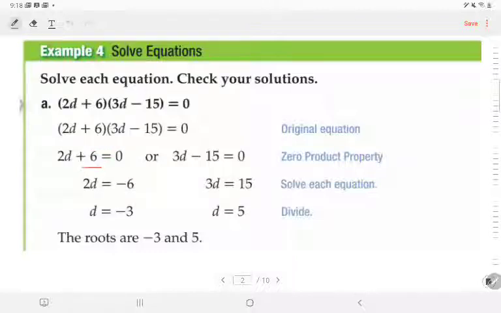So here we would subtract 6 from both sides. That gives me 2d equals negative 6. I would divide both sides by 2, and d equals negative 3. And then on the other side, I have 3d minus 15 equals 0. So I would add 15 to both sides, and that's going to give me 3d equals 15, or d equals 5 after I divide both sides by 3. So my roots are negative 3 and 5. Okay? So d could equal negative 3, or it could equal 5.